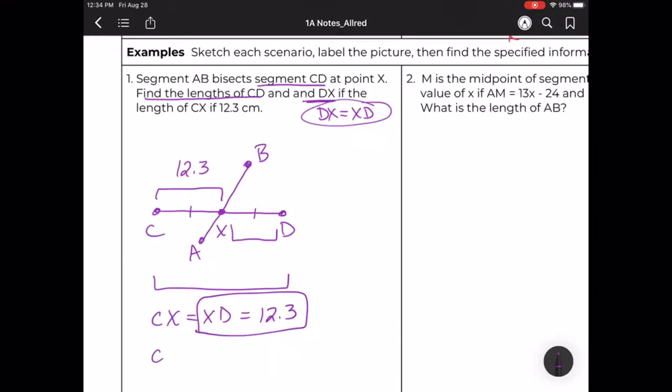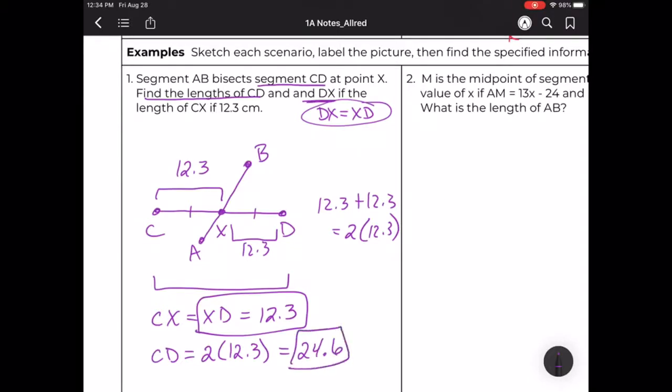But they also asked for the entire length from C to D. Well, the whole thing is just 2 times 12.3. Or think of it as 12.3 plus 12.3. That will always be the same as 2 times 12.3. Which gives us a total of 24.6.